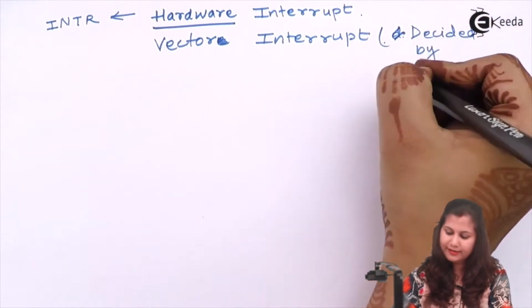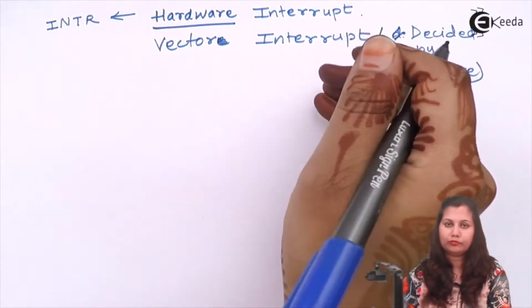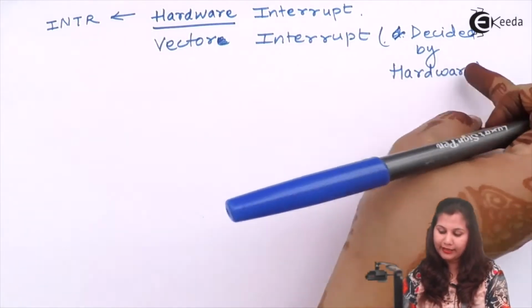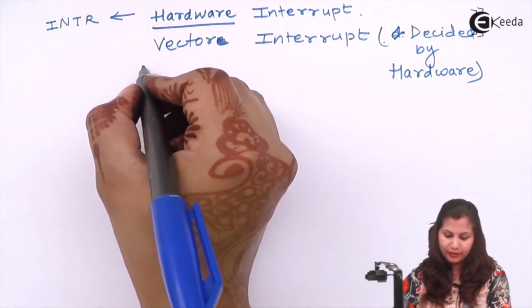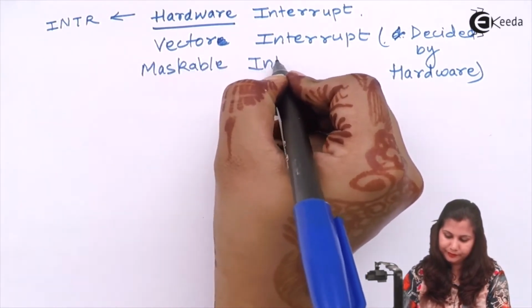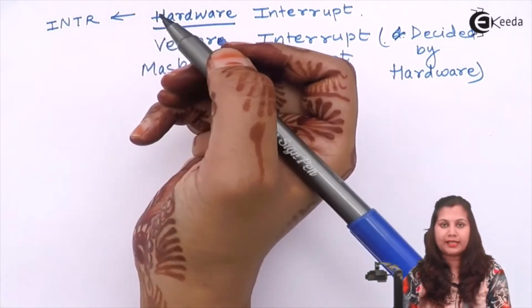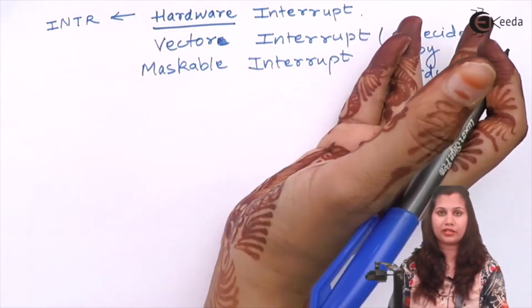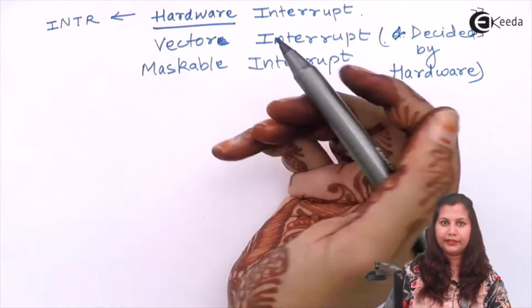Or this address is decided by the hardware which is connected to it. Whatever pin the signal is being given to on the 8085, that address is decided by the hardware circuitry. And also this is a maskable interrupt. So if it is asked whether INTR is a software or hardware, maskable or non-maskable interrupt, which type of interrupt it is, we can say it is a hardware, vectored and maskable interrupt.